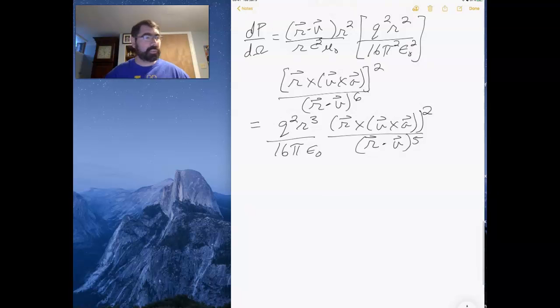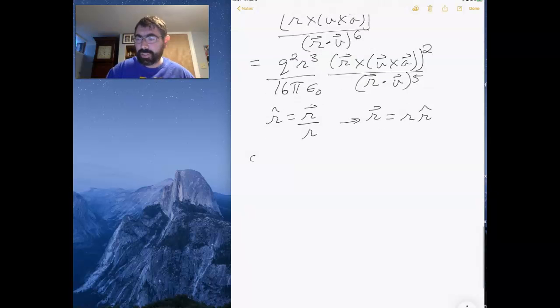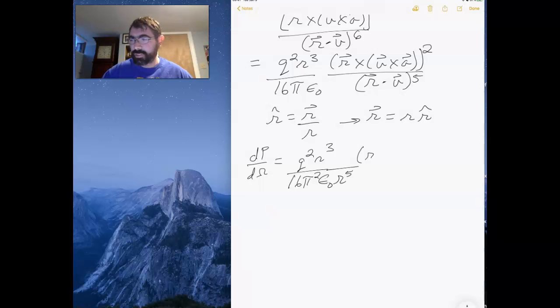Okay, so now if you remember that r hat is really the vector r divided by the magnitude, that means r is equal to the magnitude times the unit vector, which means that this change in power over solid angle is q squared r cubed over 16 pi squared epsilon naught r to the 5th, r cross u cross a, squared over r hat dot u to the 5th power.